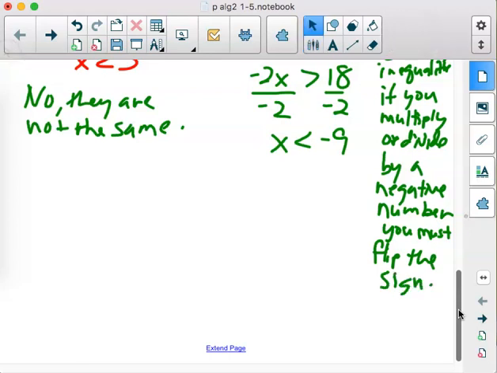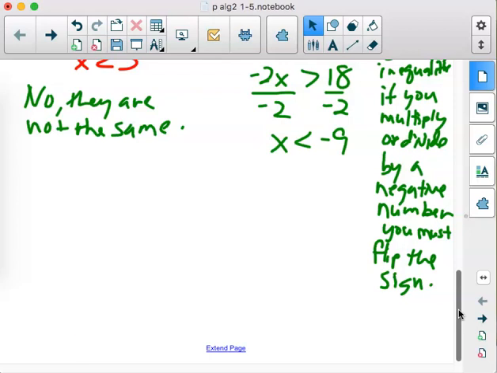And a big star by that, because that's huge. Always somebody that forgets that on the test, always. If we multiply or divide by a negative number, we have to flip the sign. So everything else is the same. Just like solving all the equations that we've been solving, we just have to watch out for multiplying or dividing by a negative. Cool, that doesn't sound that hard, but then, it's one of those things you forget because you get going too fast.